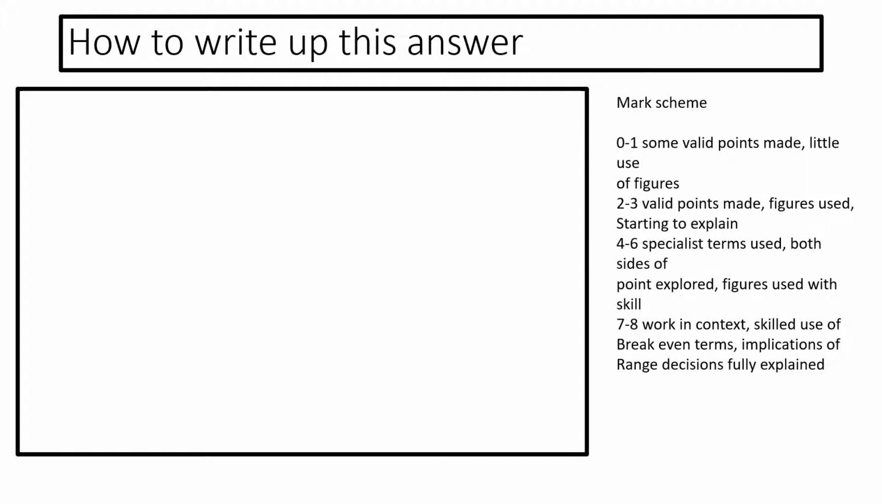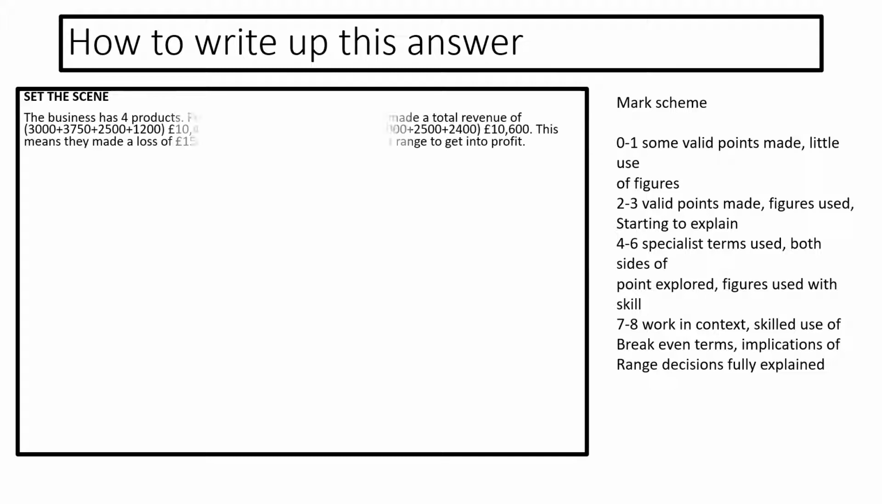However, the way I would have approached this is I would have set the scene. Some students did this quite well, actually. So I'm just stating what the things told me. The business has 4 products. From the figures I can see, they made a total revenue of 10,450. I just added the figures together. I had total costs of 10,600. Again, I added the figures. This means they made a loss. They are reviewing the product range to get into profit.